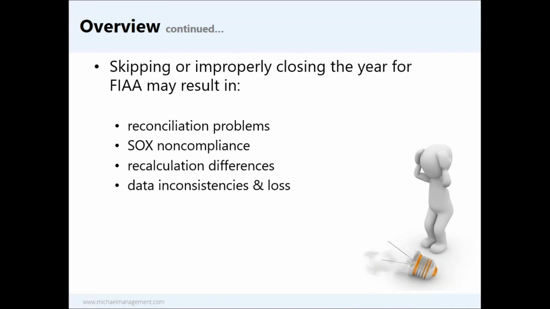So what happens if you decide to skip the year-end closing, or maybe you close the year, but it's done incorrectly or improperly? Here are the top 4 errors that can or most likely will occur when the year is not closed properly. First thing is reconciliation problems. That means your asset accounting subledger doesn't reconcile, doesn't match the general ledger. So it's a big problem, right? If you have one number in the subledger but a totally different number in the general ledger, that's an issue. These two ledgers need to match to the penny at year end.